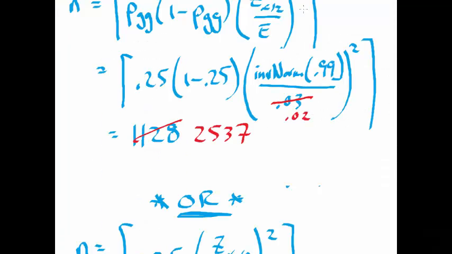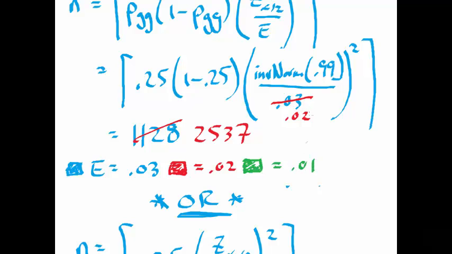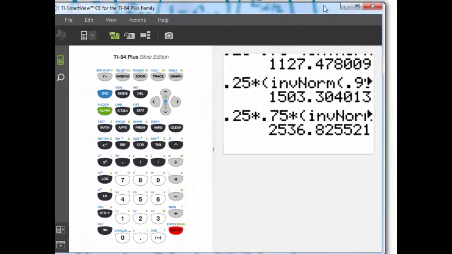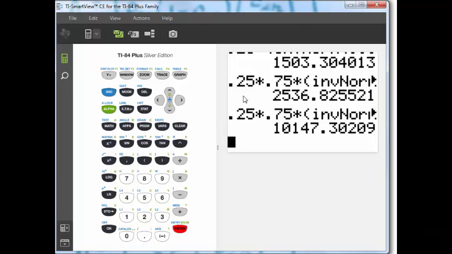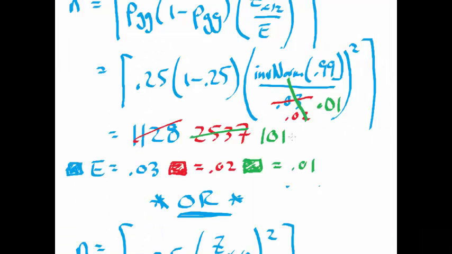Okay, maybe I'll color code these. The blue stuff is E equals 3%. Red stuff is where the margin of error equals 2%. And the green stuff means the margin of error is 1%. Where's the green stuff? Oh, it's right here. Let's change the margin of error to 1%. Okay, let's see what happens. Go back in here, change that margin of error to 1%. Holy smokes! 10,148. So you can see that there's quite a cost associated with shrinking our margin of error, right?